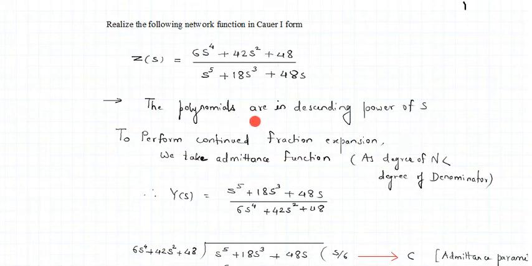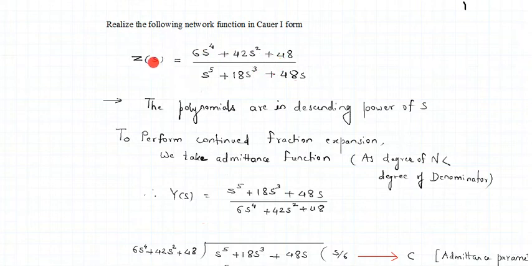Now, the very first thing we need to do is arrange the polynomials in descending power of S. So, it's already in the descending power of S, right? But what do we observe? We observe that the numerator is at a lower order than the denominator. We cannot divide the numerator by the denominator here because the denominator is at a higher order than the numerator, and hence we will take a reciprocal of the given impedance.